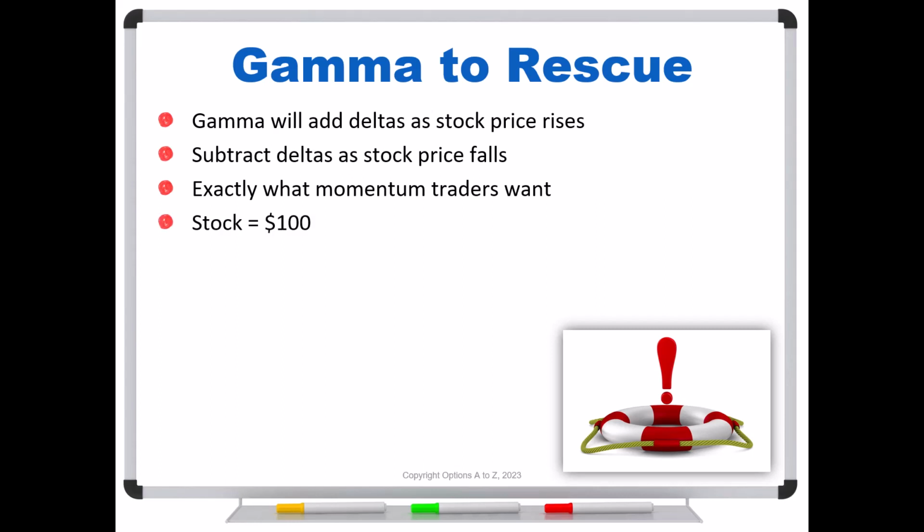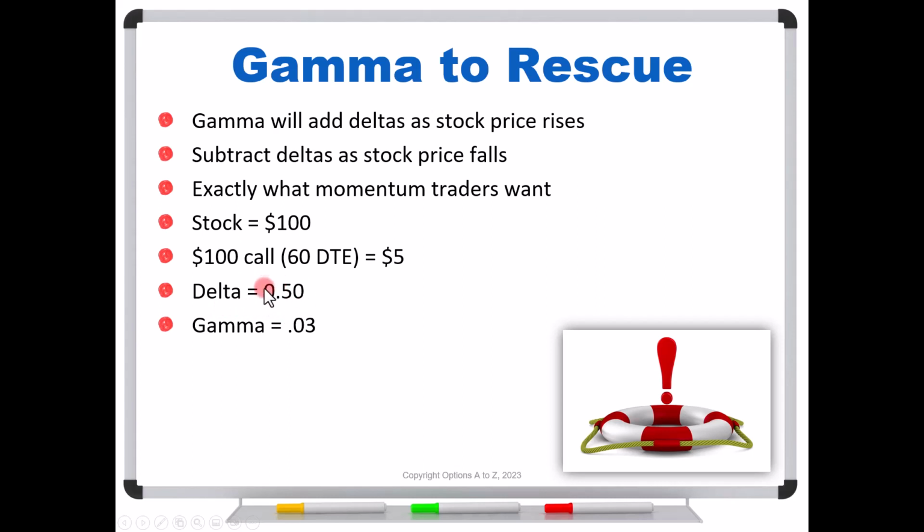So again, let's say that our stock is 100. We've got a $100 call, maybe with 60 days to expiration, that's valued at $5. We look on our broker's platform, we see the delta is a half, or delta 50, and the gamma, let's say, is 0.03. Well, one thing you could do is to buy 100 shares. Of course, that's going to cost you $10,000. But what could you do as a momentum trader? Well, we see that the delta is a half. We could buy 2 calls and have a delta of 100, which is exactly what you would have as a stock trader.